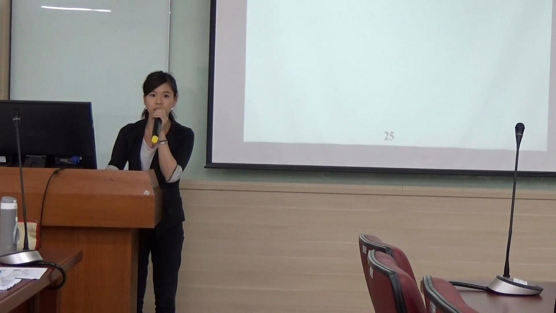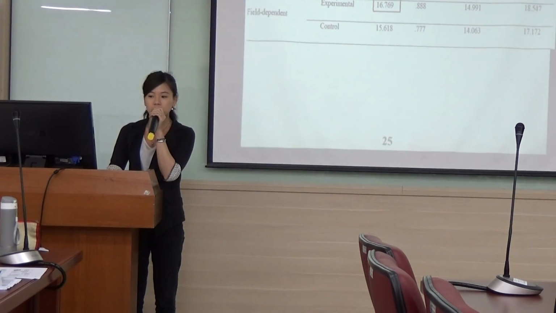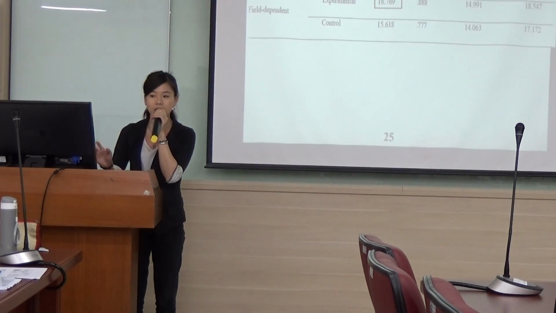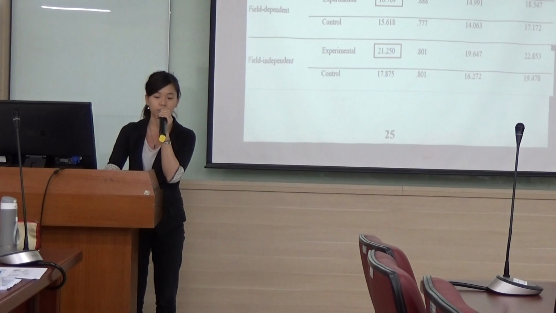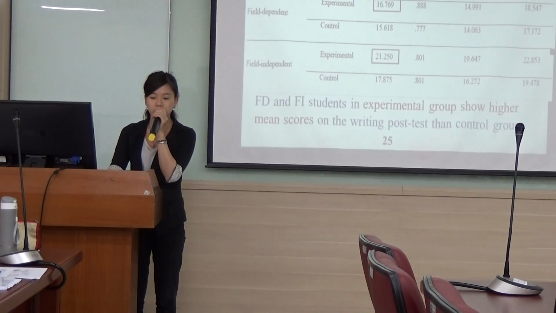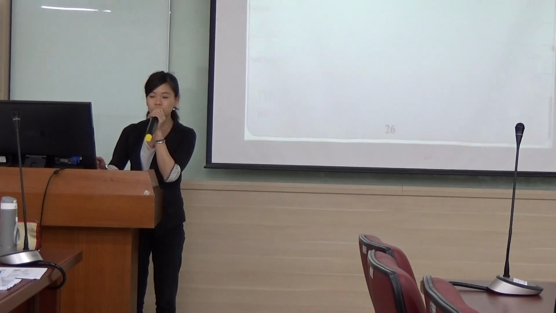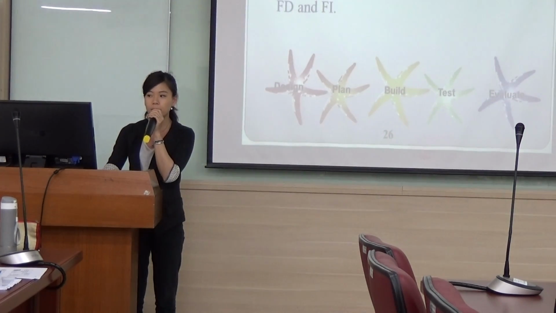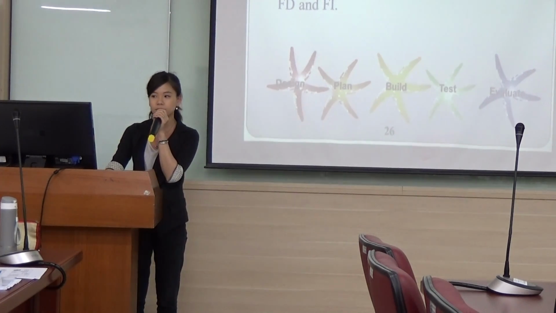And so you may be curious about the relationship between the strategies and these 2 groups. You can see that field-dependent students in the experimental group got higher scores, and field-independent students also got higher scores than the control group. So field-dependent and field-independent students in the experimental groups show higher scores on the writing process than the control group. The conclusion of this paper: the current study proves that metacognitive strategy instruction is fruitful and can help improve the writing performance of both field-dependent and field-independent students.